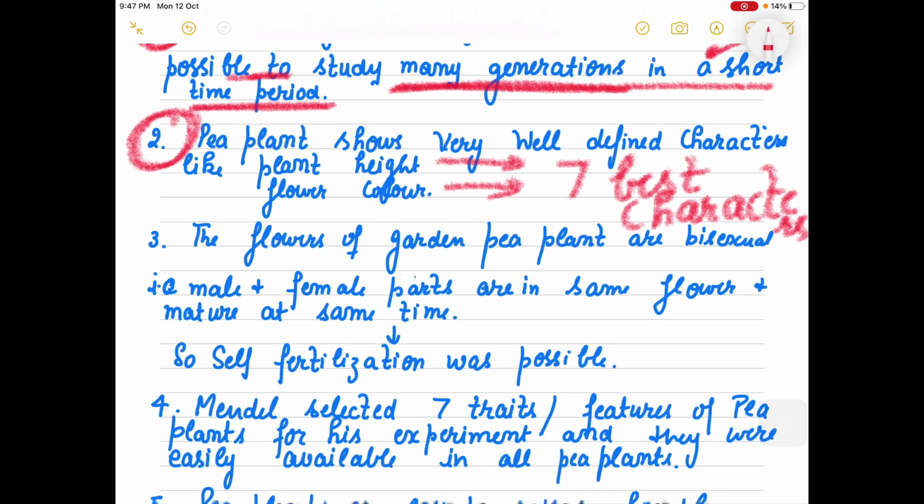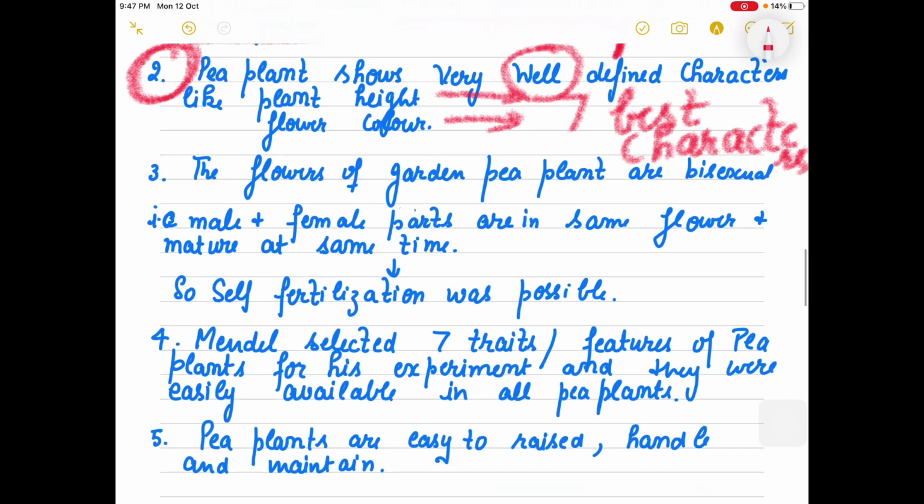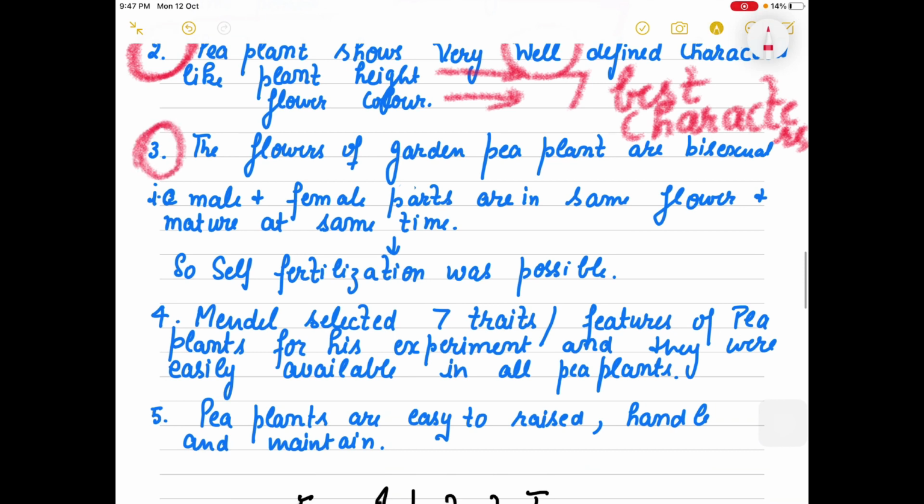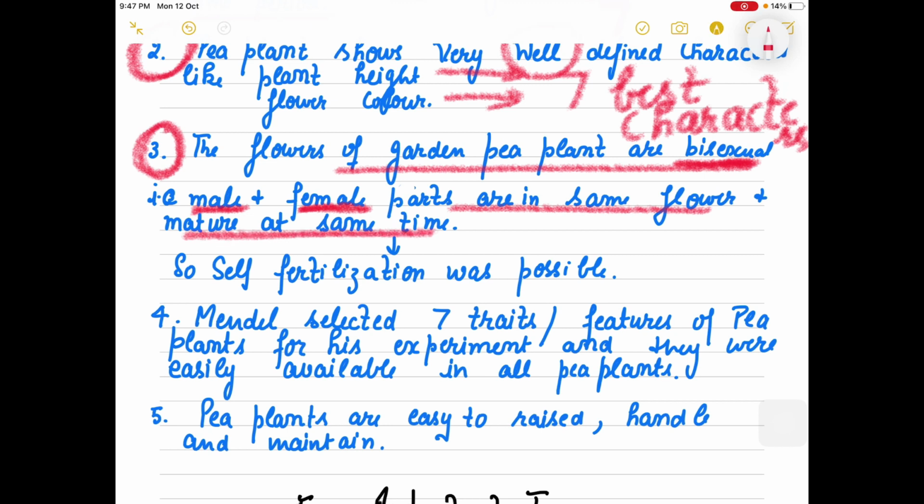He chose those 7 well-defined characters which were shown by the pea plant for his experiment. The flowers of the garden pea plant are bisexual. I think each and every child knows what bisexual is, right? It means male and female parts are either on the same plant or in the same flower. In the garden pea plant, they were in the same flower and they get mature at the same time.